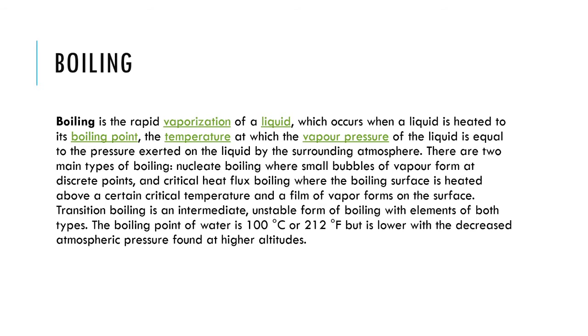Boiling is the rapid vaporization of a liquid which occurs when the liquid is heated to its boiling point, the temperature at which the vapor pressure of the liquid is equal to the pressure exerted on the liquid by the surrounding atmosphere. There are two main types of boiling: nucleate boiling, where small bubbles of vapor form at discrete points, and critical heat flux boiling, where the boiling surface is heated above a certain critical temperature and a film of vapor forms on the surface. Transition boiling is an intermediate, unstable form of boiling with elements of both types. The boiling point of water is 100 degrees Celsius or 212 degrees Fahrenheit, but is lower with the decreased atmospheric pressure found at higher altitudes.